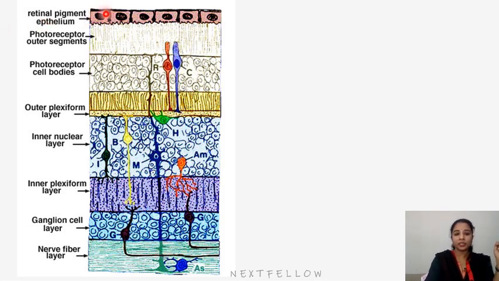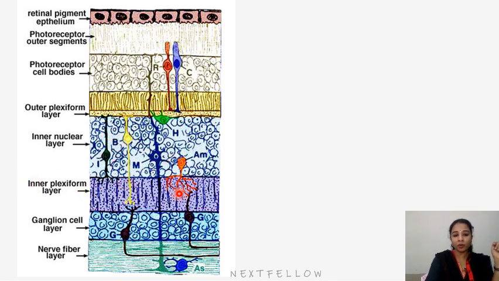So pigment cell layer, then photoreceptor layer containing rods and cones, and then the nuclear layer, the nuclei of rods and cones, cell bodies. Then the plexiform layer, where the nerve fibers from rods and cones form plexus or synapse, that is called outer plexiform layer. Then inner nuclear layer, which contains bipolar cells, some supporting cells, amacrine cells, horizontal cells, and Muller cells.